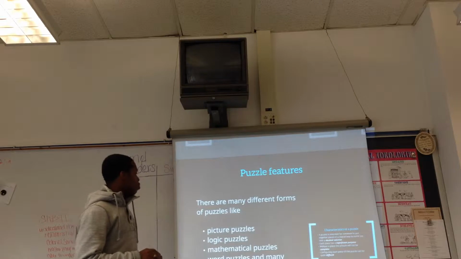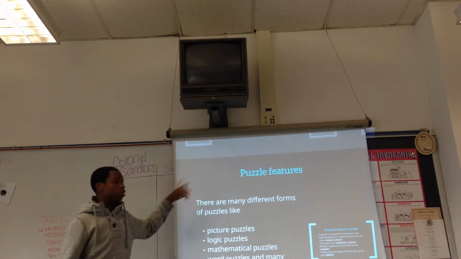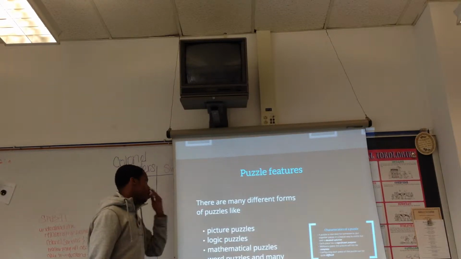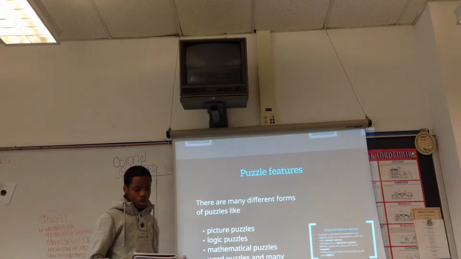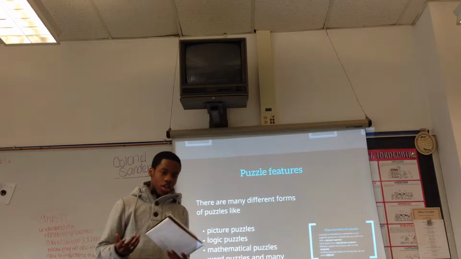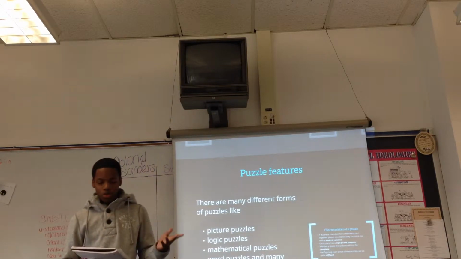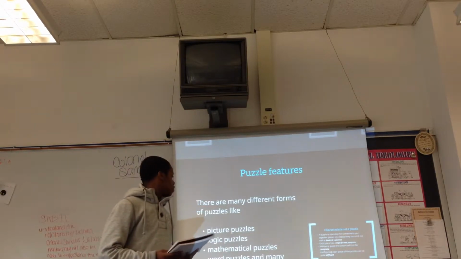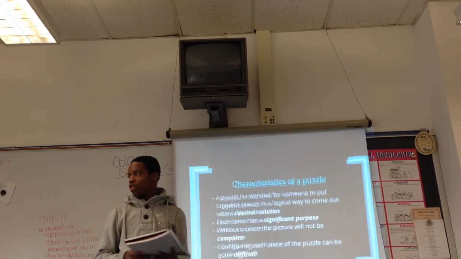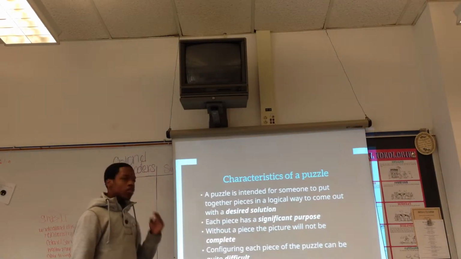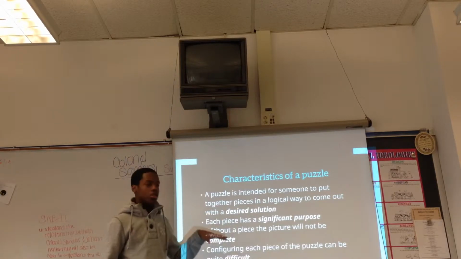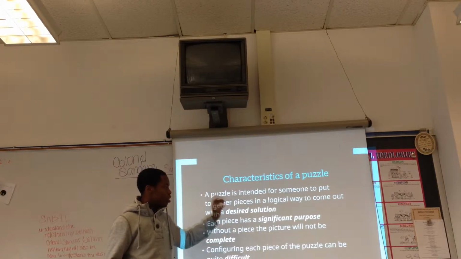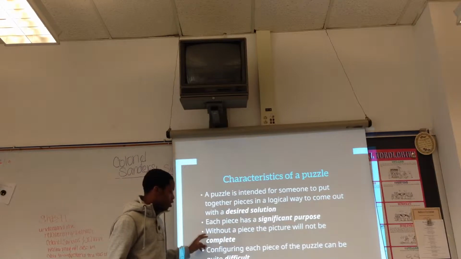Alright, so these are some of the puzzle features, if you may know. There are different forms of puzzles, including picture puzzles, logic puzzles, mathematical puzzles, and Sudoku puzzles, if that's what you call them. I'm going to break the characteristics of a puzzle into 4 phrases: desired solutions, significant purpose, completeness, and difficulty.